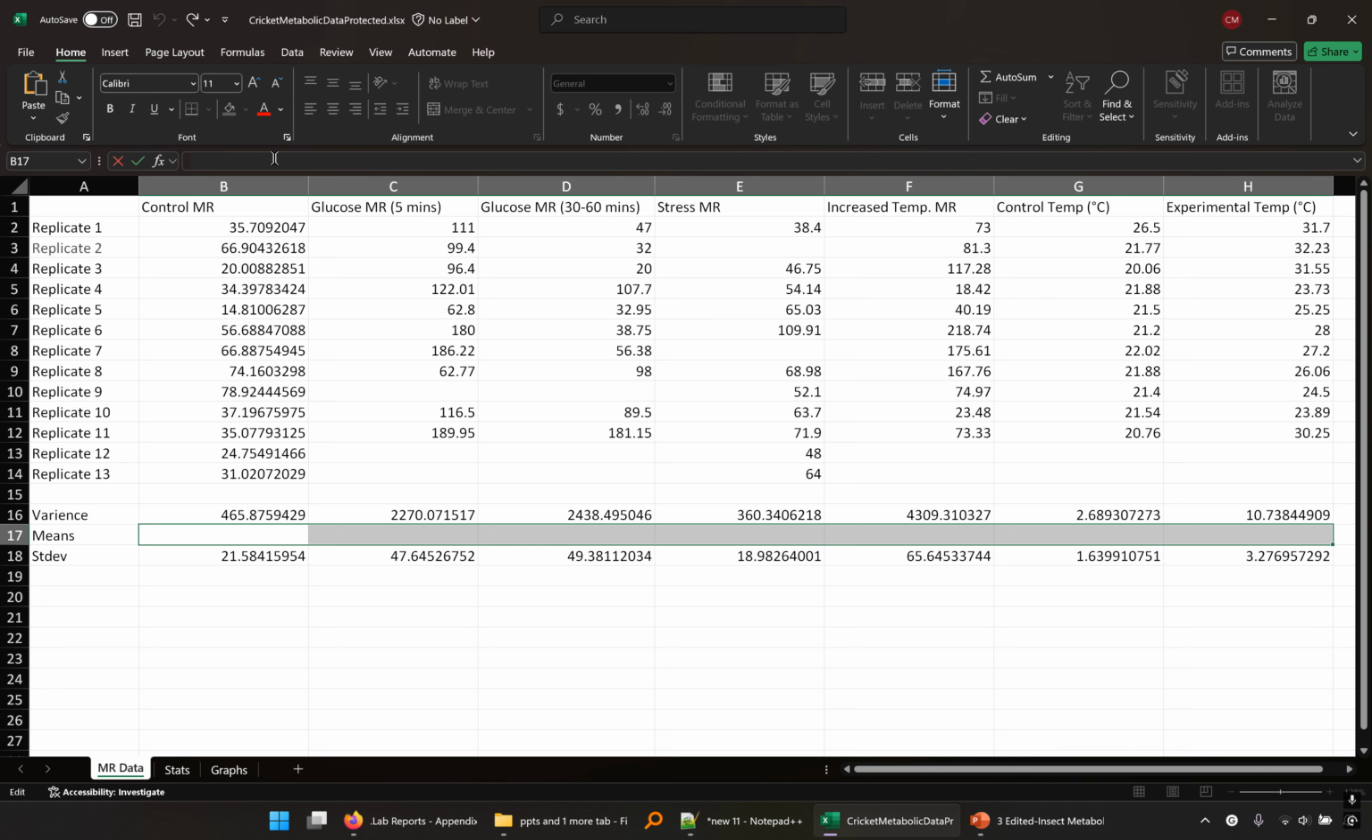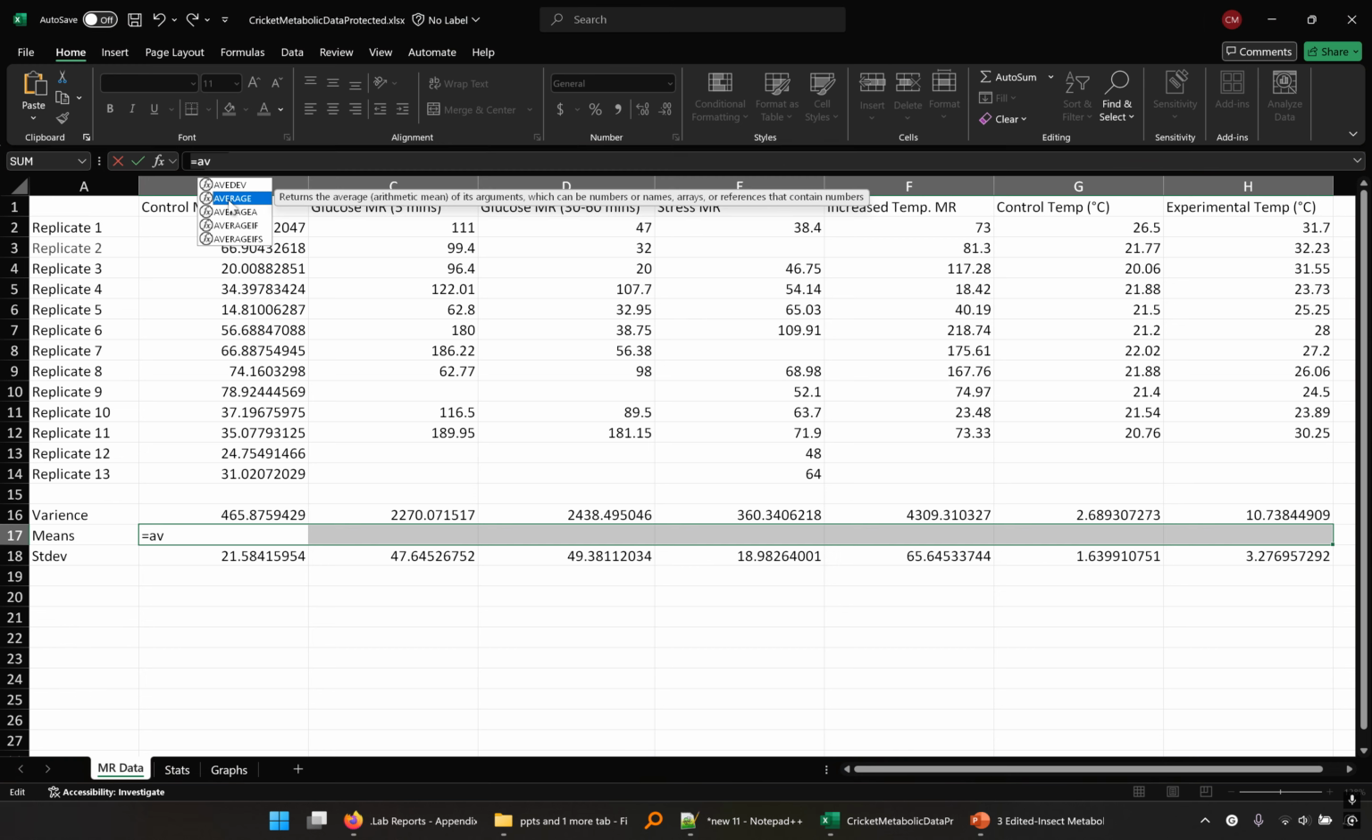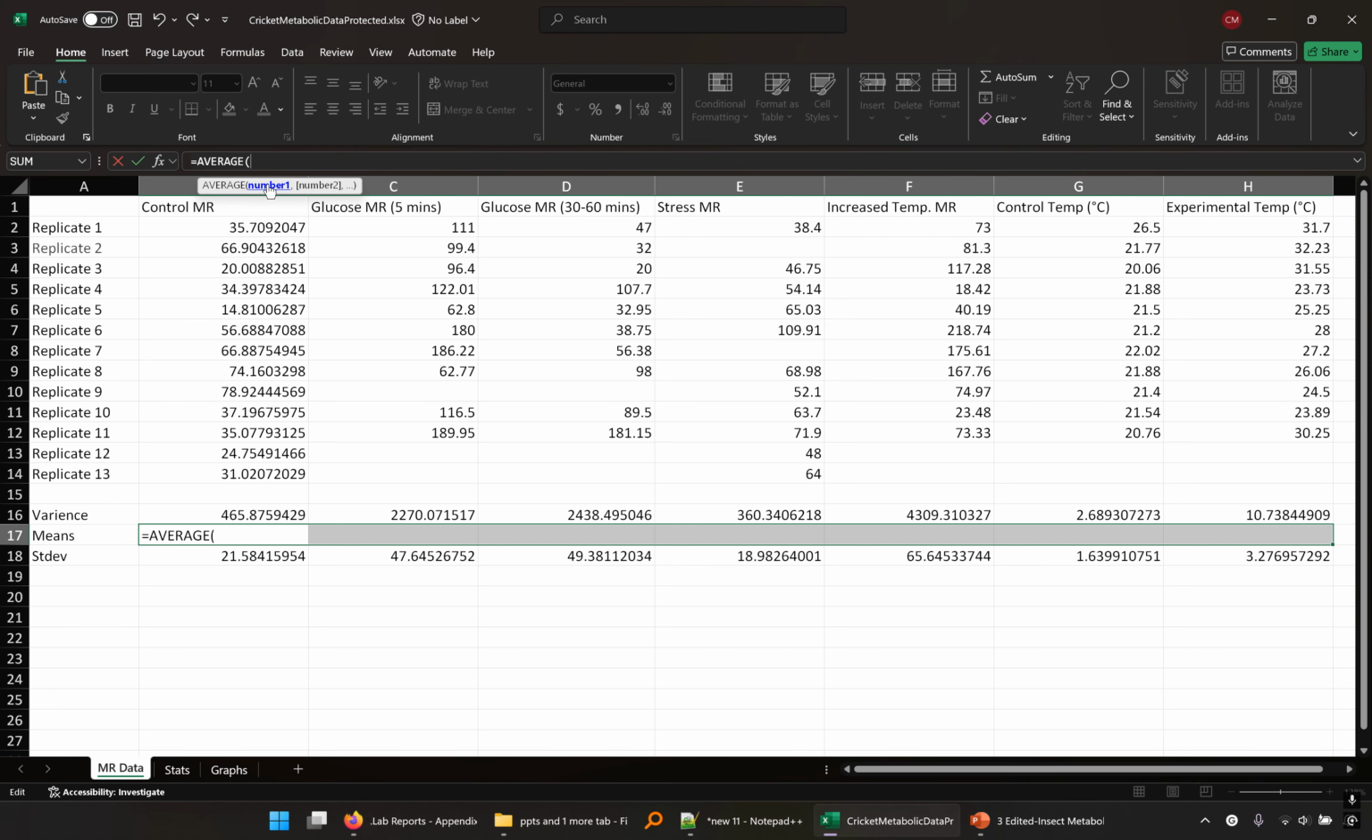I want to type in equal sign, and you can see I'm in this top area. I'm not typing it in here. I'm typing in the function bar. I type in equal sign AVG. Well, actually, it should be average. Yeah, so average, and then you would want to double click on that. You can see now it's saying average number 1, number 2. Then you would highlight and select this entire column, so from B to the B14, and then you'd press enter.